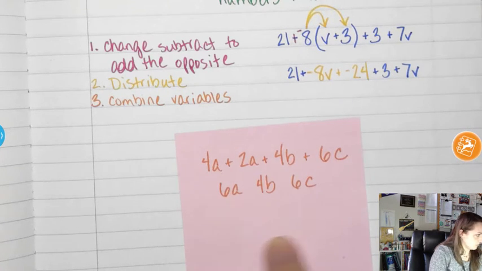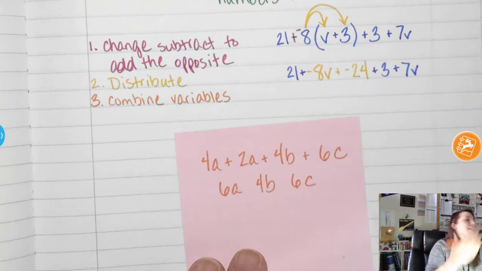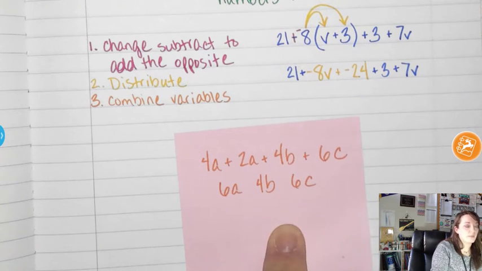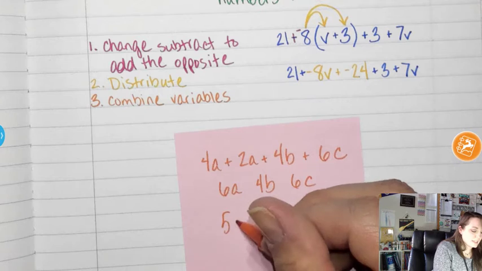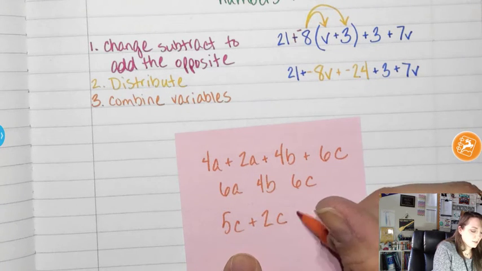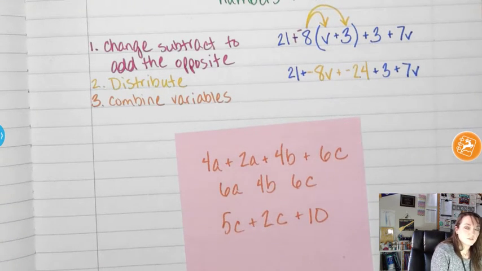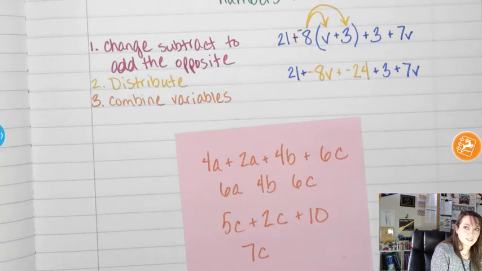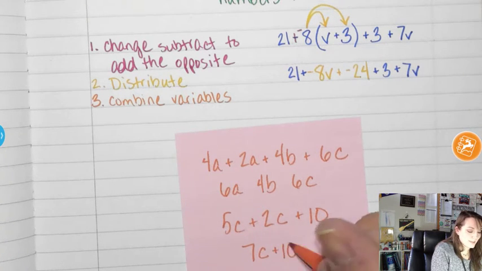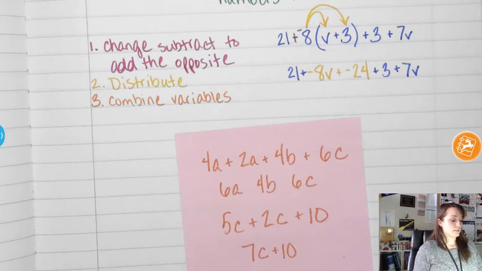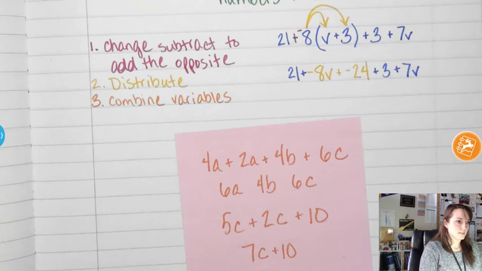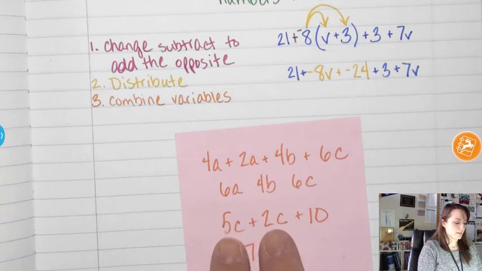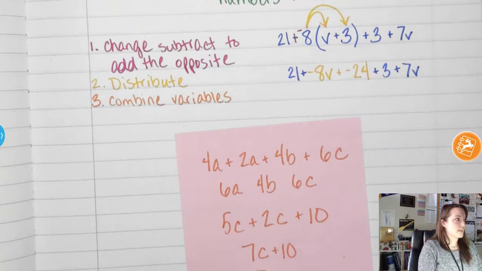Okay, we're good with that? In the same way that a's go with a's and b's go with b's, if I had 5c plus 2c plus 10, 5 c's plus 2 c's is how many c's? 7 c's. And then what's left? 10. That's not 17 c's. I had 7 c's and then 10. So when I say combine variables, I mean 5 c's plus 2 c's is 7 c's.